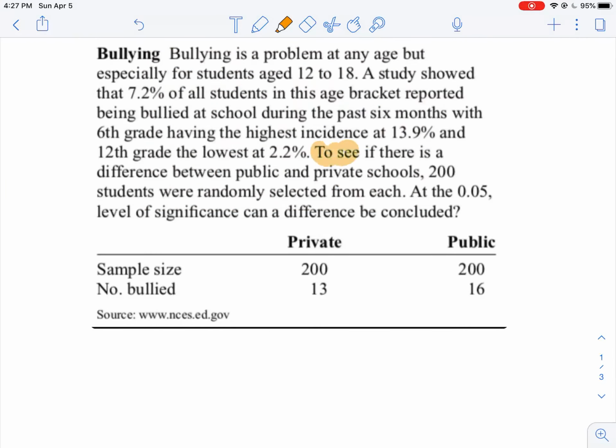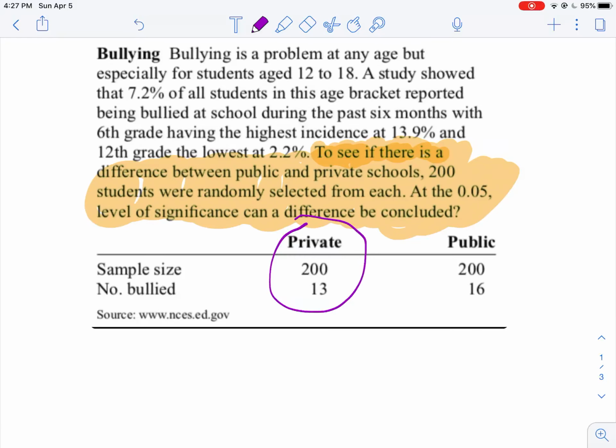We're concerned with seeing if there is a difference between public and private schools. Students were randomly selected from each, 200 as a matter of fact. And at 0.05 for our significance level, we want to see if a difference can be concluded. And then down here, they give us the results of two samples. So for a private school, they sampled 200 kids, and 13 out of 200 said they were bullied. In the public school, 16 out of 200 said they were bullied.